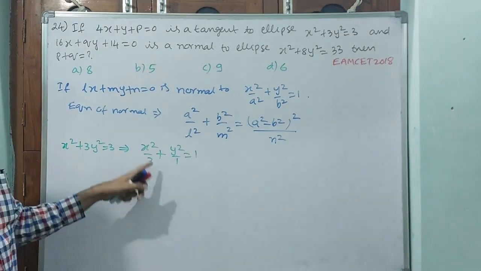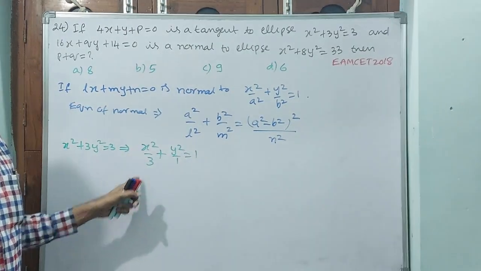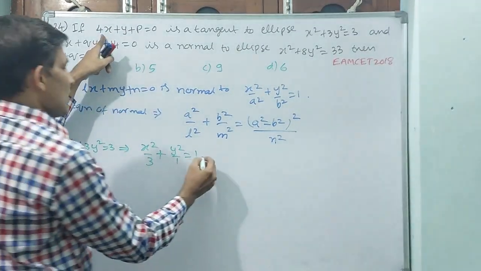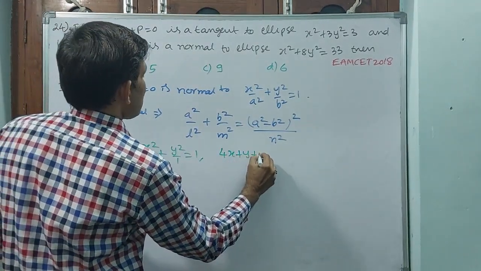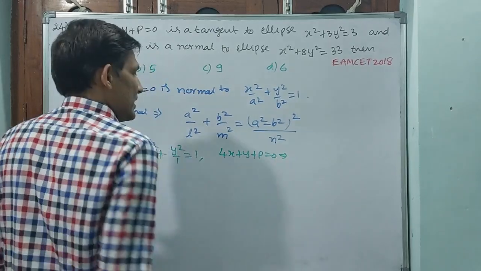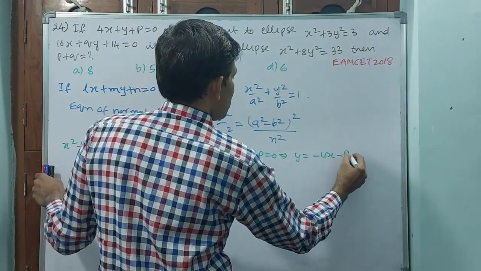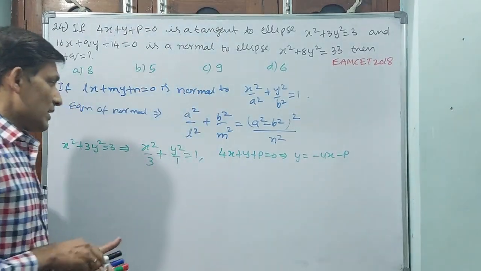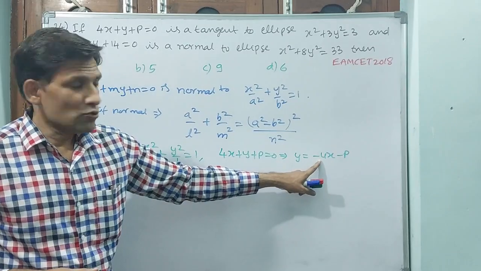Okay? Now, if this is the equation of the ellipse, then the tangent they are giving. What is this tangent? Tangent is 4x plus y plus p equal to 0, which implies y is equal to minus 4x minus p. Now you tell me what is m? m is the slope, minus 4.